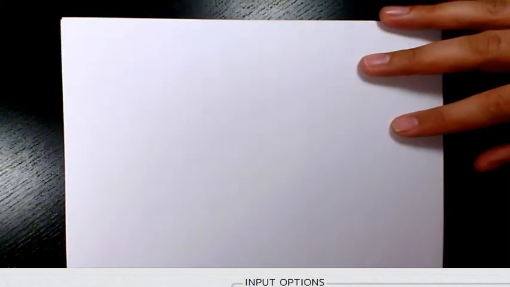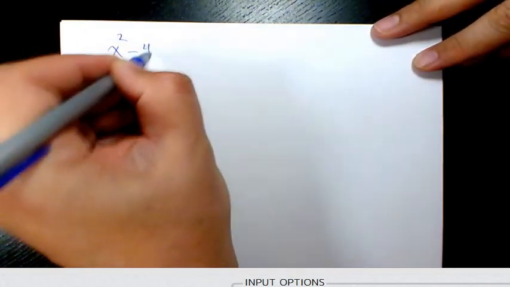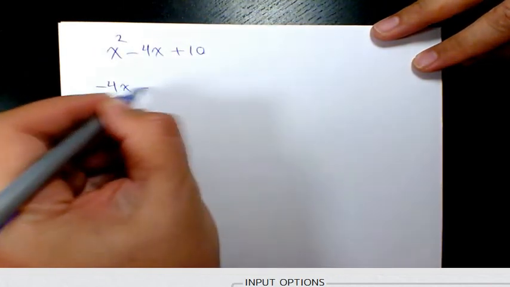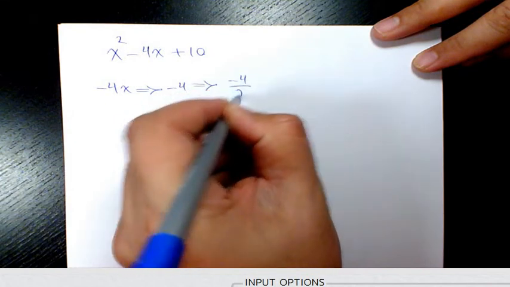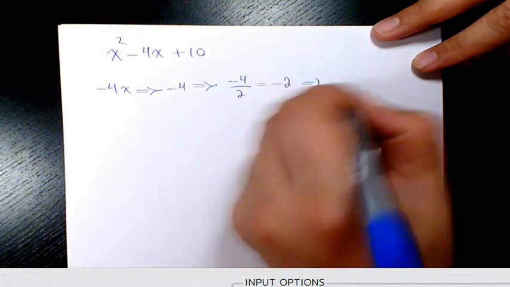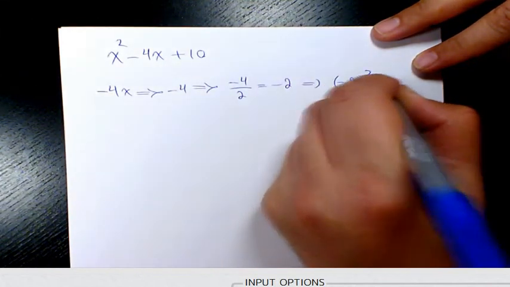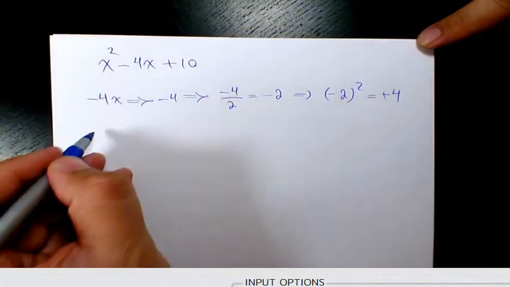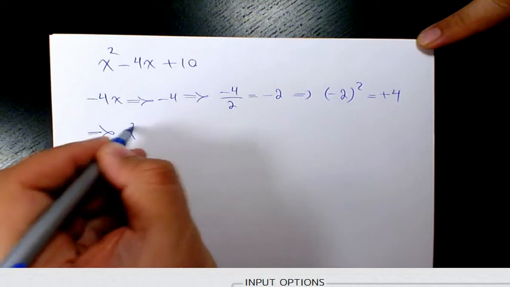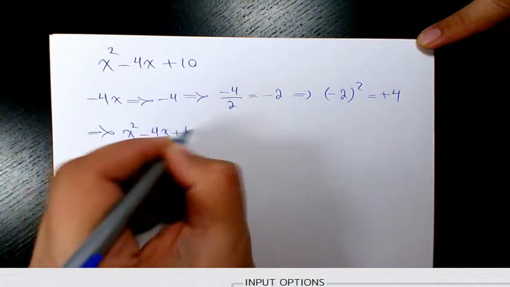Next example. x squared minus 4x plus 10. We have negative 4x. The coefficient is negative 4. We divide it by 2, it's going to be negative 2. Then you make it squared, it's going to be positive 4. So x squared minus 4x, we add and subtract positive 4.